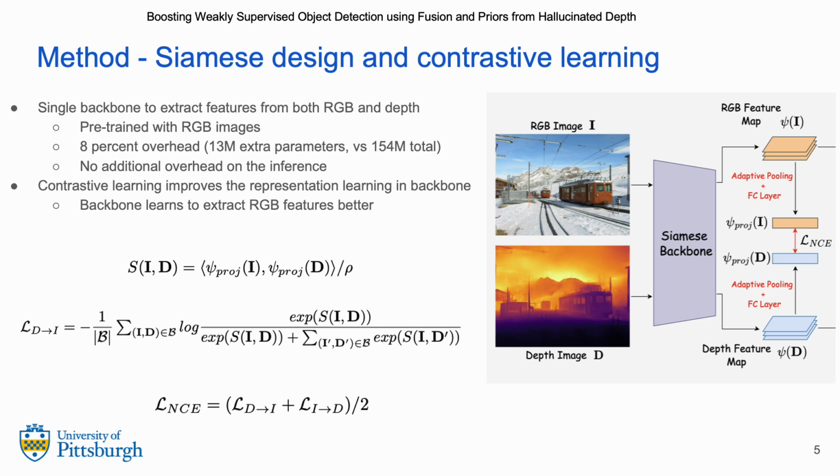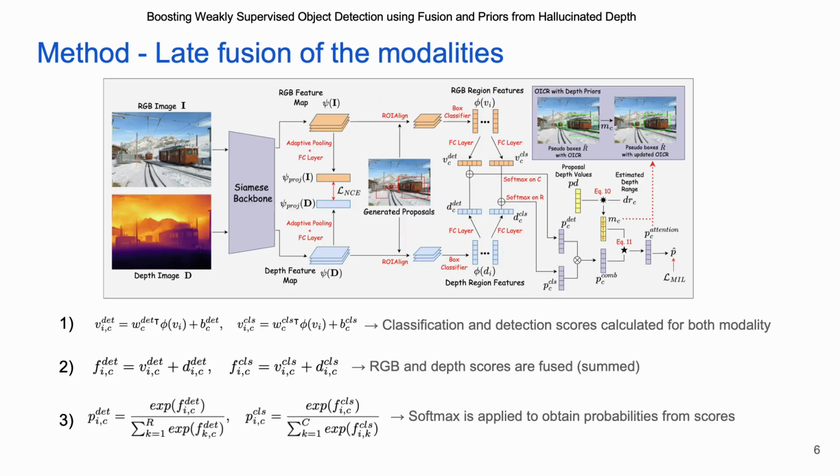Our method includes a single backbone to extract features from both RGB and depth. It incurs only an 8% overhead compared to the baseline trained with only RGB images and does not add any additional overhead during inference. Contrastive learning enhances representation learning in the backbone, improving its ability to extract RGB features.